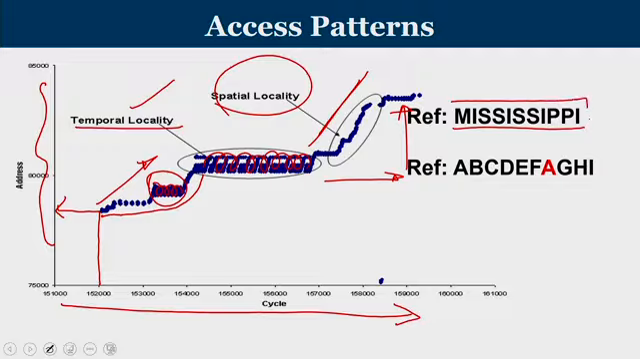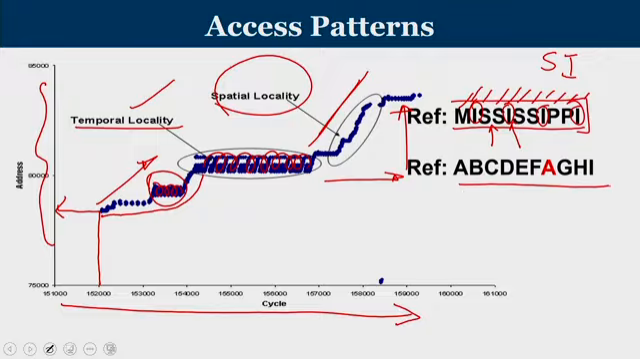So, if these are the set of addresses that the processor is demanding, M, I, double S, I, double S, I, double P, I, you can find that there are a lot of S and I that are being repeated. That is essentially what we are discussing right now. It is called temporal locality. The addresses S and I are frequently re-referenced.